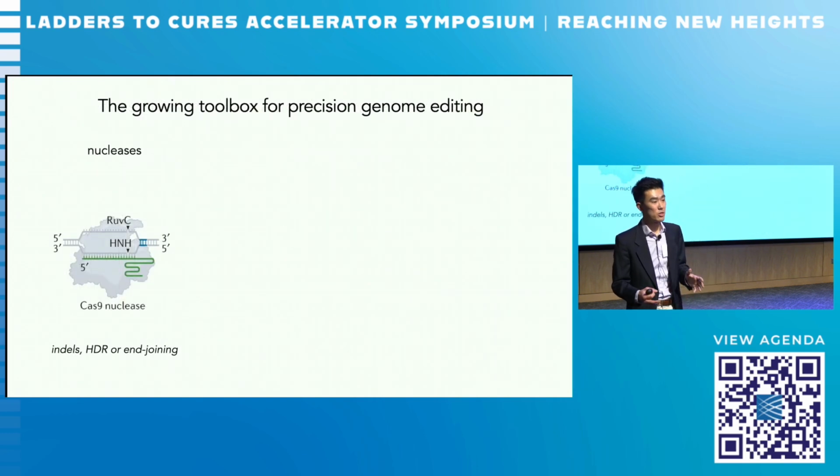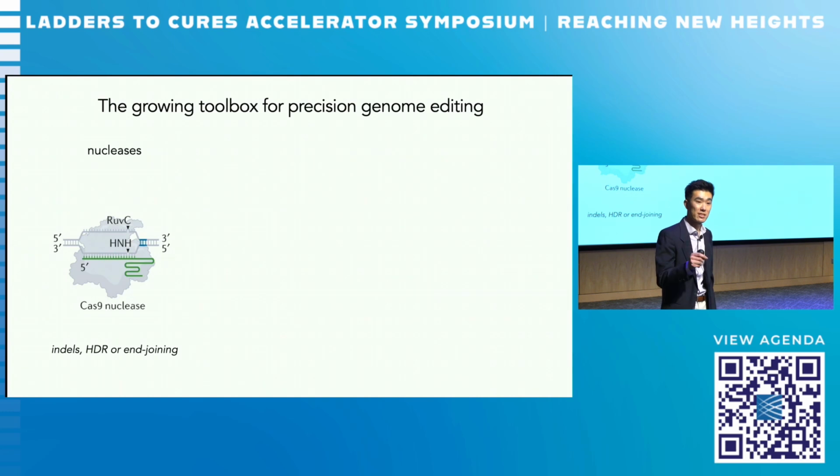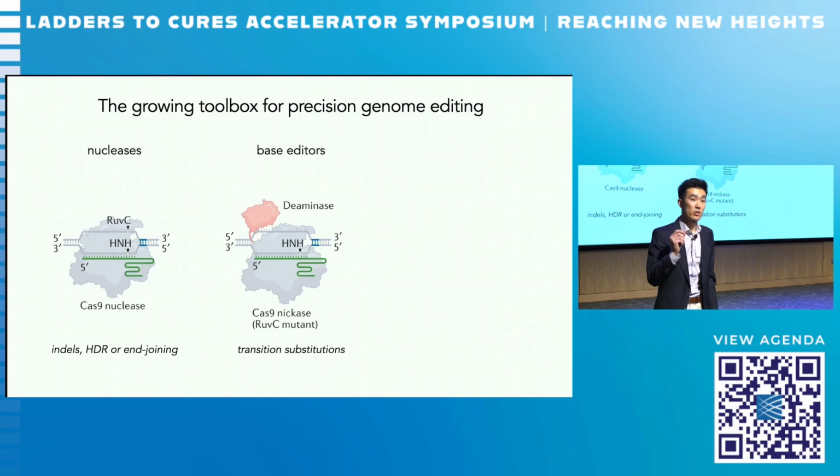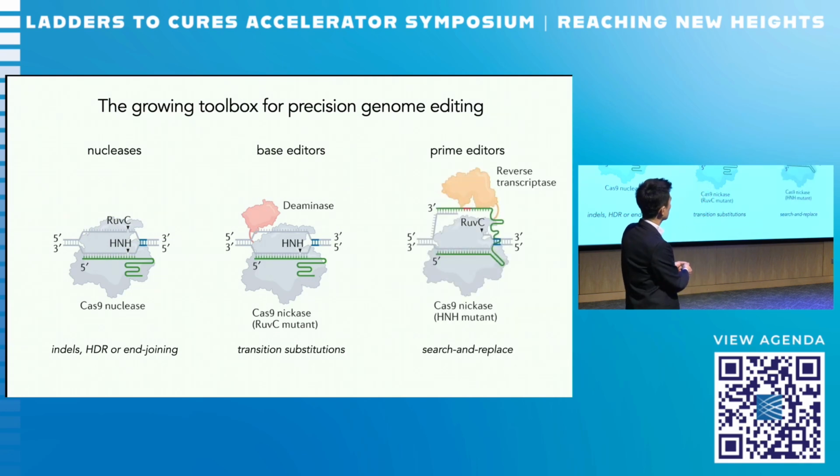Among precision genome editing technologies, of course, CRISPR-Cas9 nucleases are an immensely powerful approach for precisely introducing gene disruption, as we heard this morning in the case of Casgevy. The Liu group has also pioneered more precise technologies, such as base editors, which by fusion of a deaminase allow us to very precisely install transition mutations in the genome, as well as prime editors, which by fusion of reverse transcriptase allow for what's effectively search and replace genome editing.